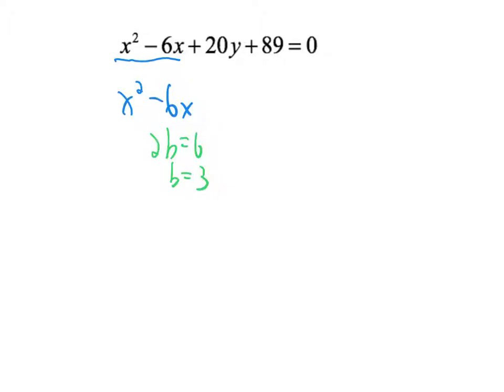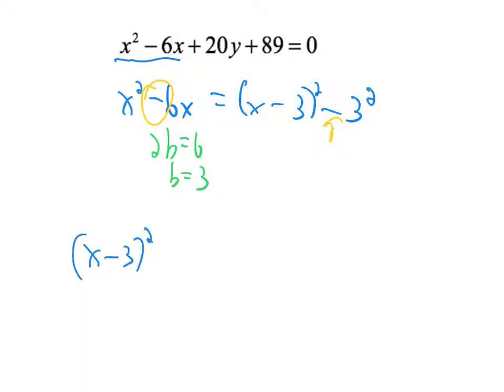And therefore our thing is going to be x and 3 squared with the 3 over here squared. And because the initial sign was minus, we're going to end up with a minus here as well. We always end up with this minus because we're always overshooting and needing to take stuff off. So we can say that our equation now has become x minus 3 quantity squared minus 3 squared plus 20y plus 89 equals 0.